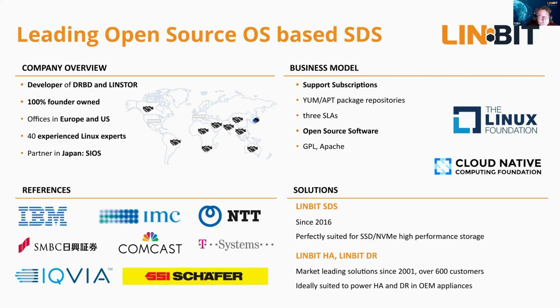We are a company of about 40 people. Most of us are located in Europe. We have a team of about 15 in the United States. And we have a very close exclusive partner in Japan and cover the rest of the world with partners. Our business model is purely selling support subscriptions, and with that come prepared packages of the open source software and different SLAs. So the business model is very similar to the Red Hat business model. It's all open source, but if you want to use the software in a convenient way, better get one of our support subscriptions.